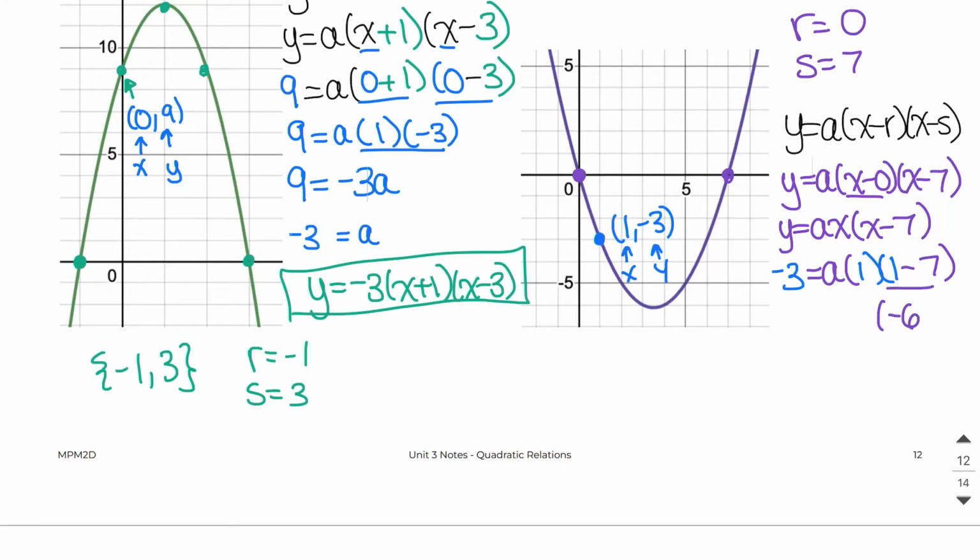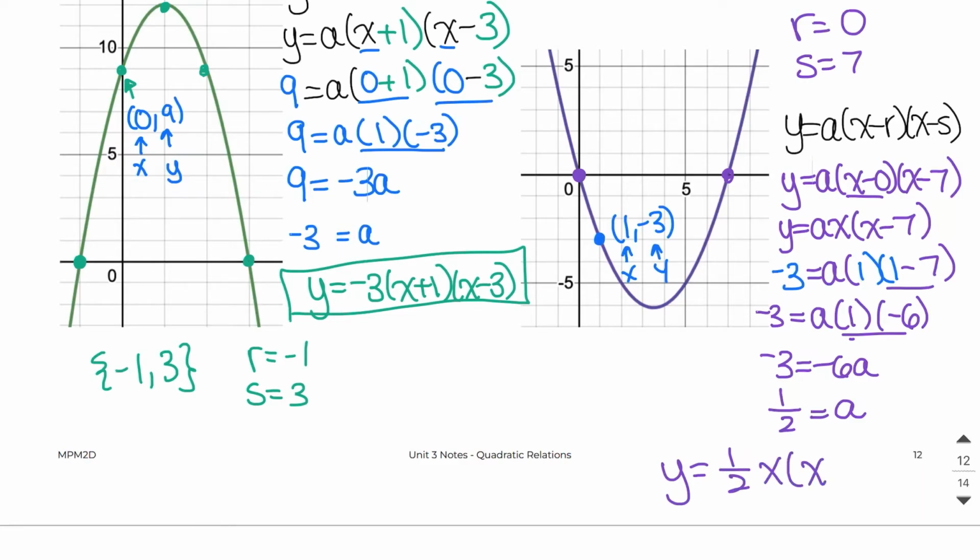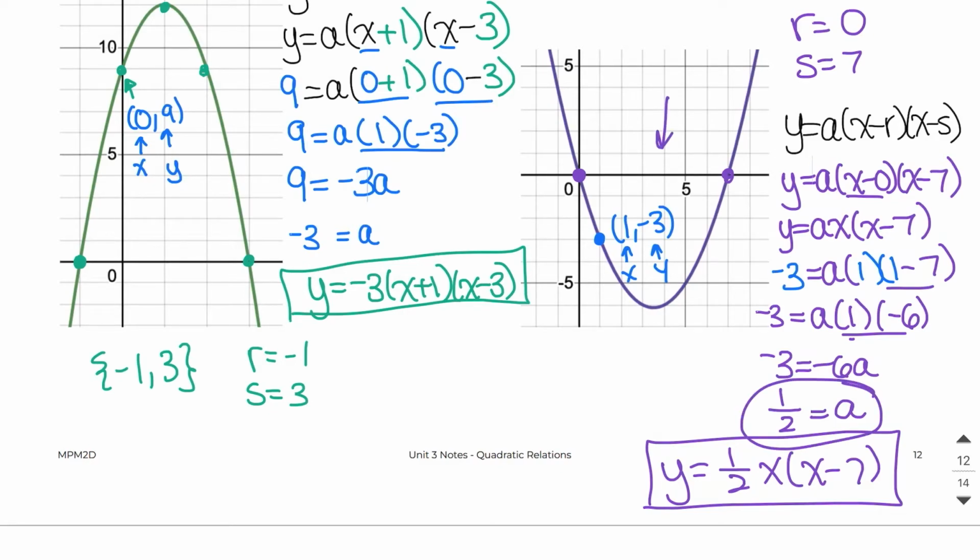This becomes negative 6. 1 times negative 6 is negative 6. So I get negative 3 equals negative 6a. Divide both sides by negative 6, and I get a positive 1/2, which means that my equation is 1/2 x times x minus 7. And this is my final answer here. Notice that the a value is positive, my parabola opens up. Notice here that the a value is negative, my parabola opens down. So the algebra is supporting the graph that's going on here.